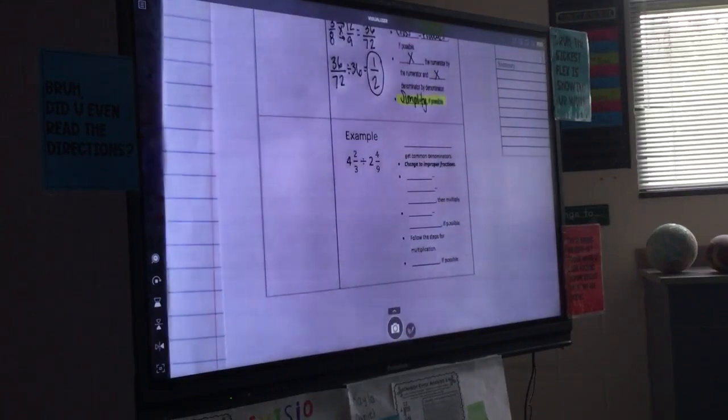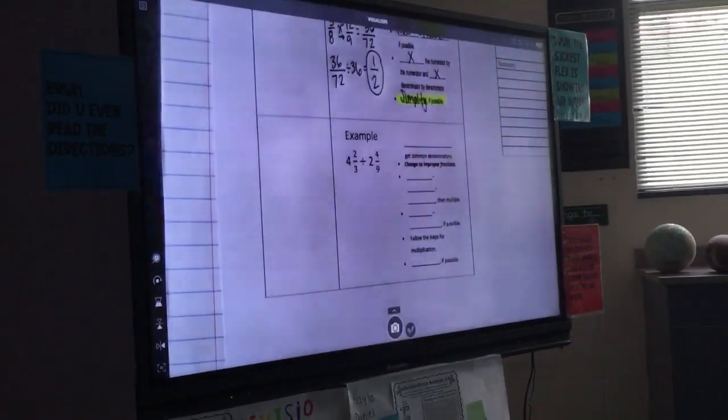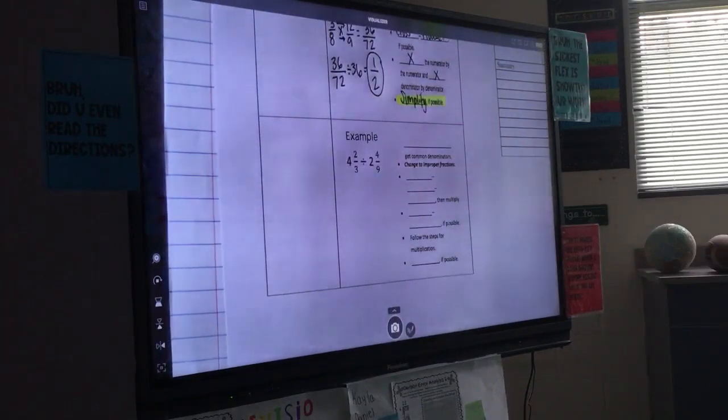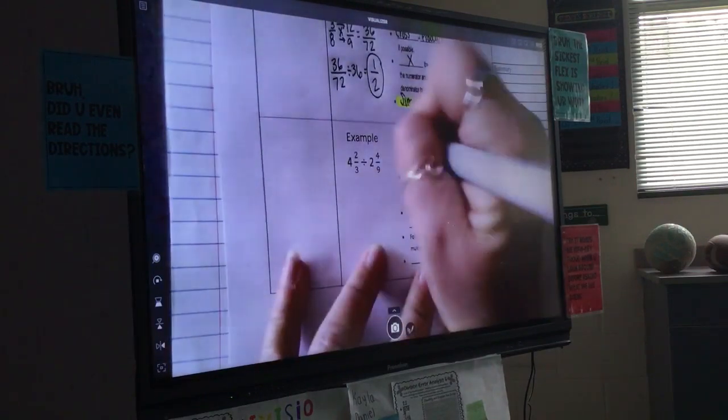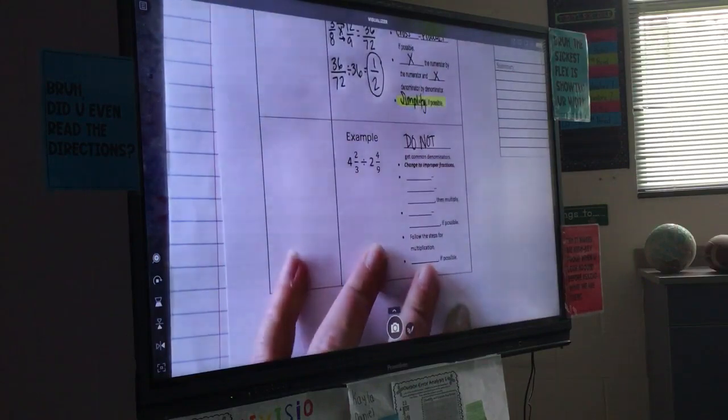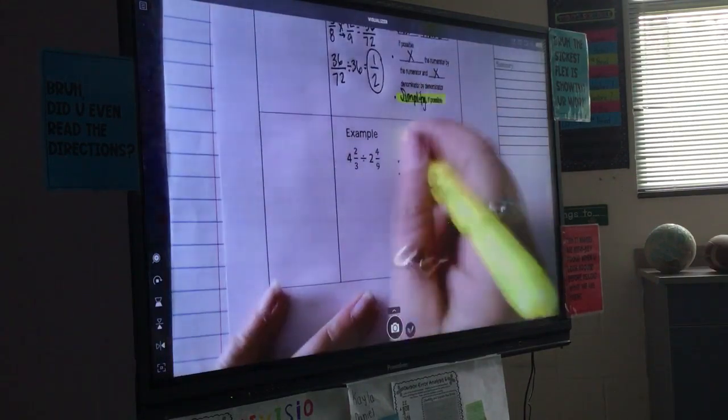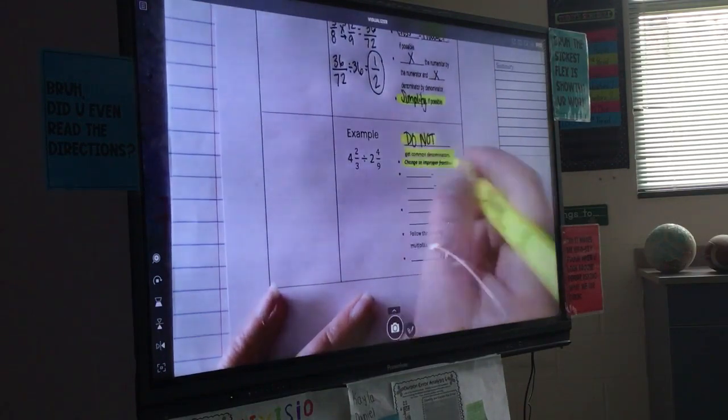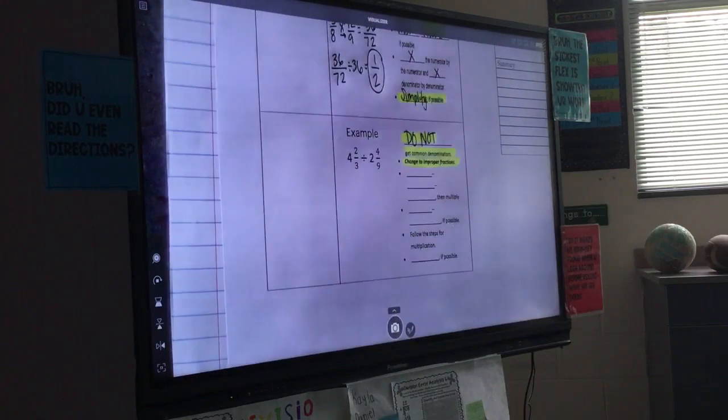Before we go through our notes, what do you notice about our numbers? What kind of fractions technically are 4 2/3 and 2 4/9? It's a special name that starts with an M. Mixed numbers. Knowing that they're mixed numbers, understand that this one is going to have an extra step. Again, do not get common denominators. Highlight that part, and also highlight the part that says change to improper fractions. That's the extra step we have to do here.